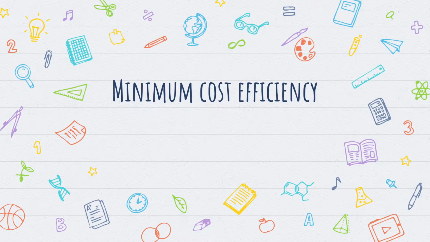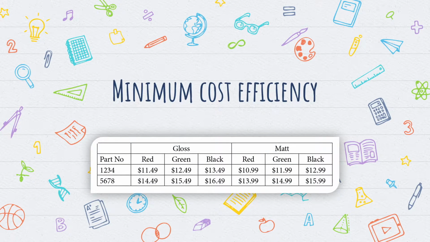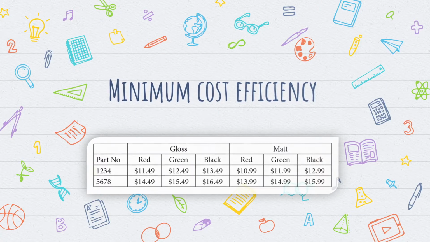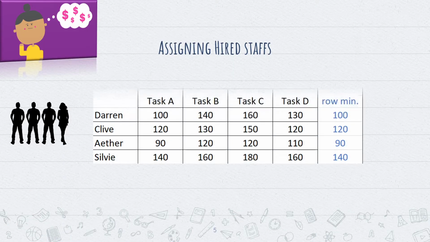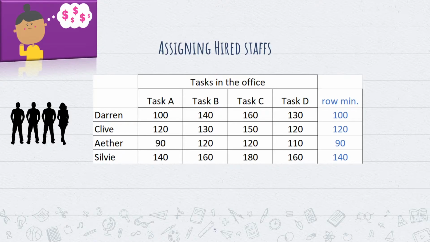So the first one is the minimum cost efficiency. As you can see here, this is the matrix, where it is an array of elements in rows and columns. The assignment problem in this case is where you will assign the four hired staffs in the flexible field that will guarantee the minimum cost per task assigned, independent from each other. This is where the method will be used.